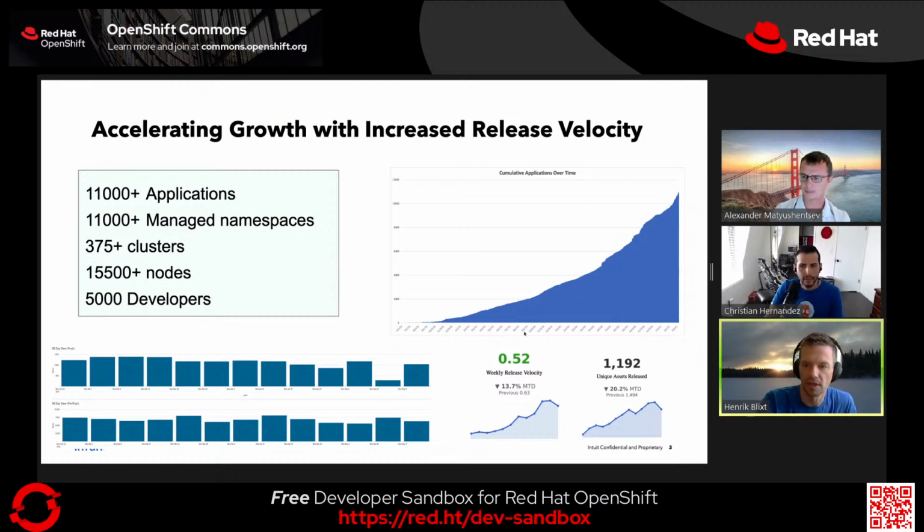One thing that we measure and look at is the release velocity, checking how many releases the engineers do per week.